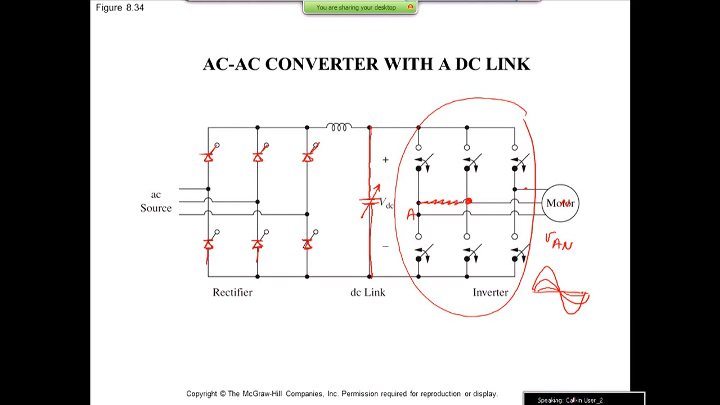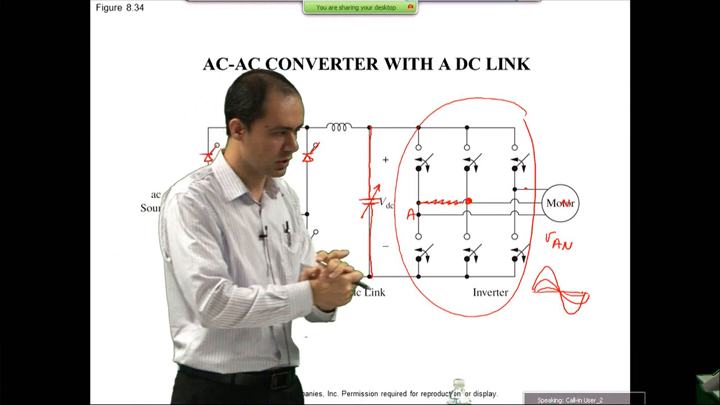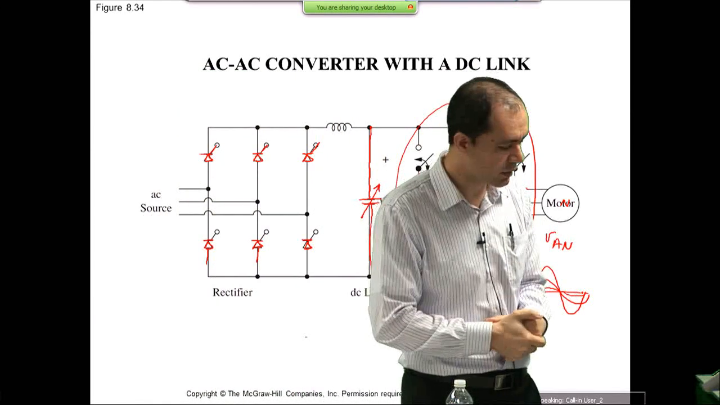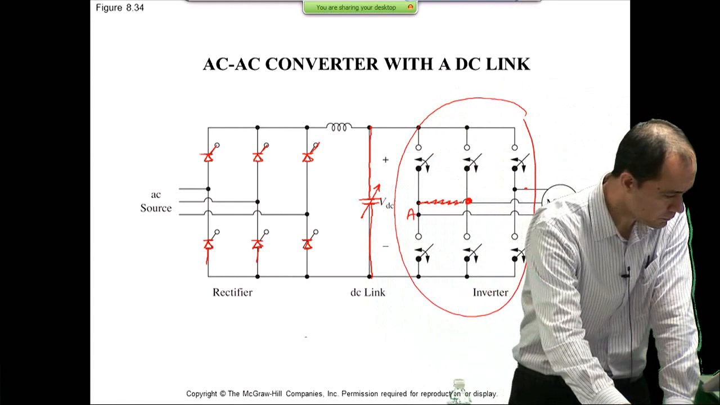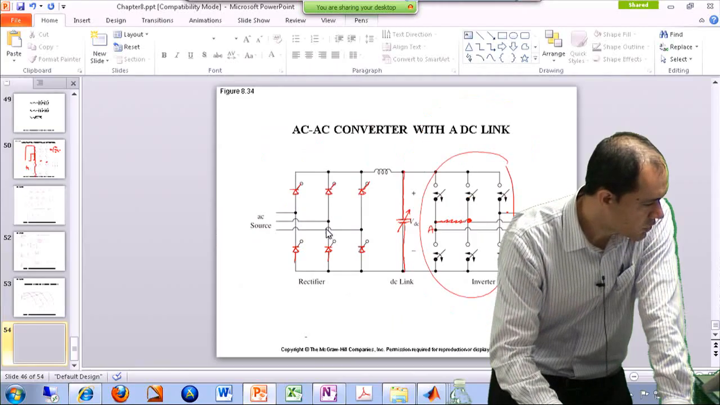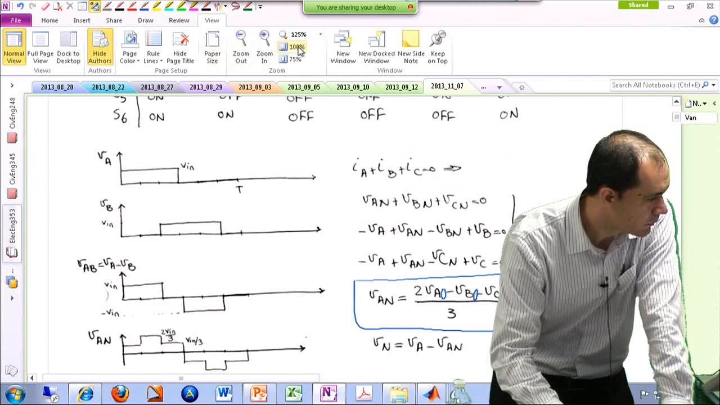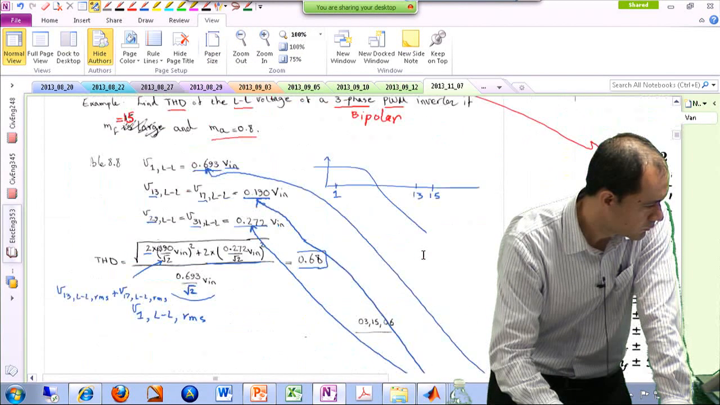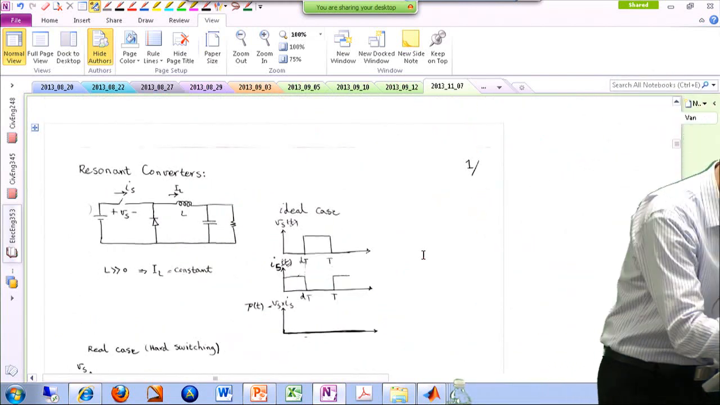All right, so this is pretty much the end of chapter 8, all about inverters. Everything we have covered in this chapter will be covered in the quiz on Tuesday. Now we are going to move on to a new chapter, chapter 9. And this chapter is all about soft switching schemes, or resonant converters.